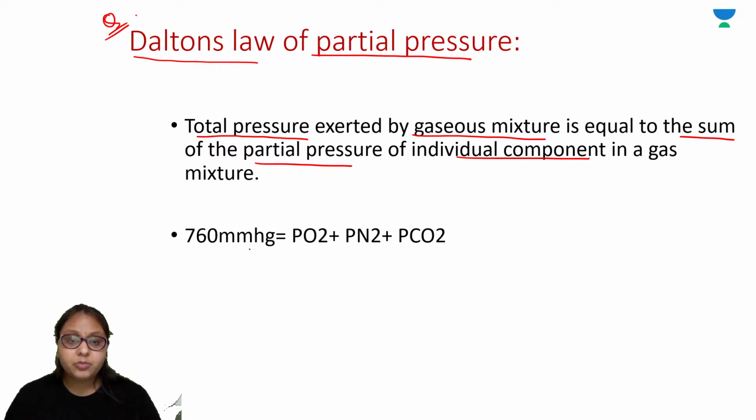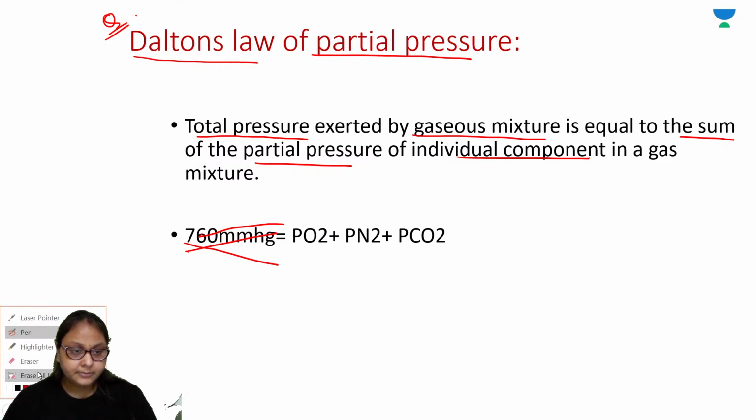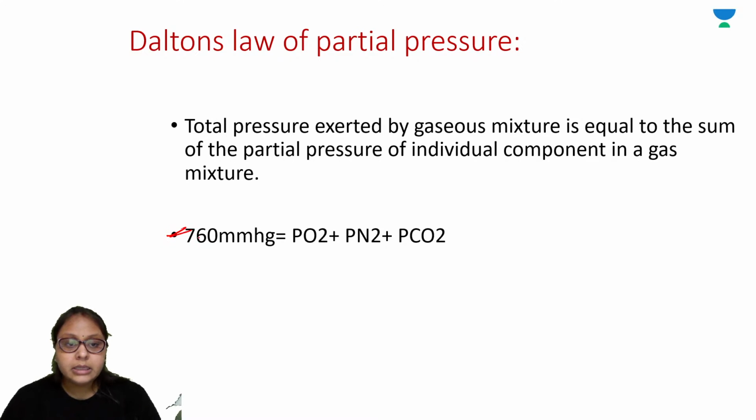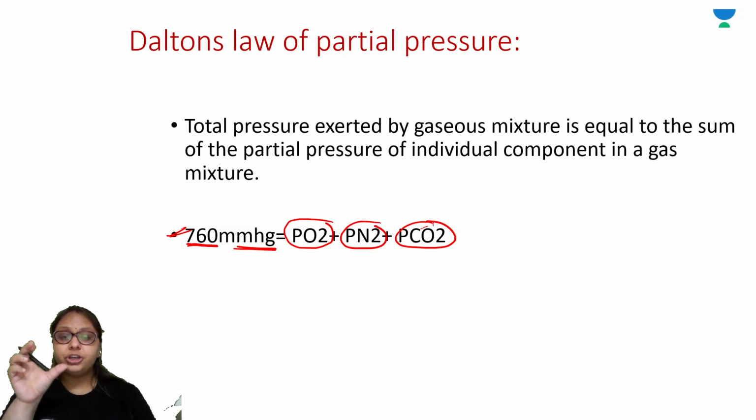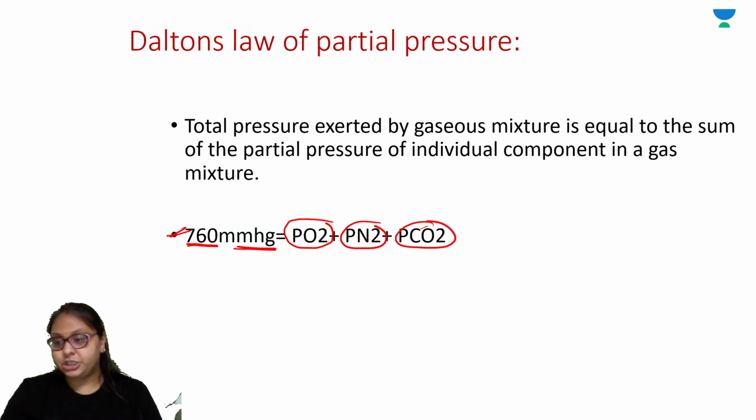For example, the atmosphere, the air. Air's total pressure is 760 millimeters of mercury, and this is equal to the partial pressures exerted by oxygen, nitrogen and carbon dioxide. So the addition of the partial pressures exerted by oxygen, nitrogen and carbon dioxide gives us the total pressure, and this is Dalton's law of partial pressure.